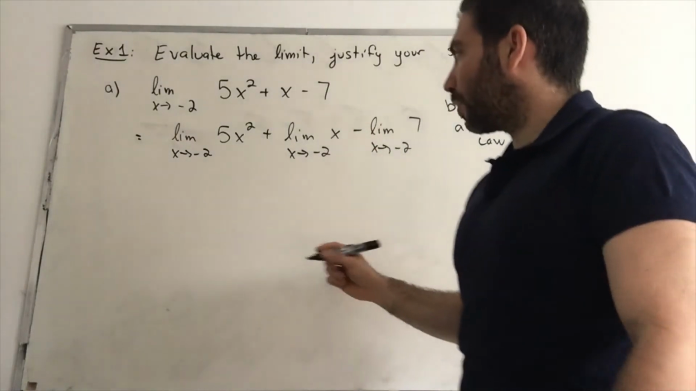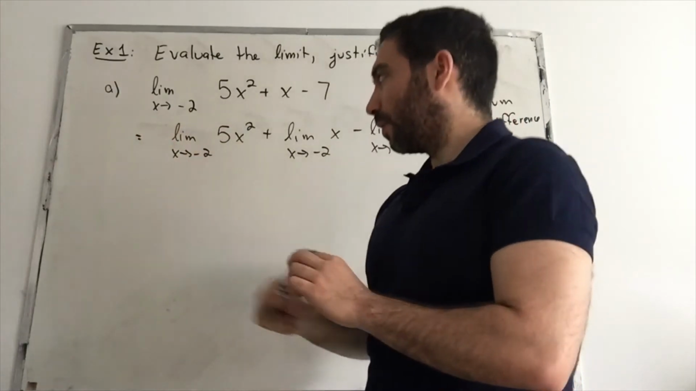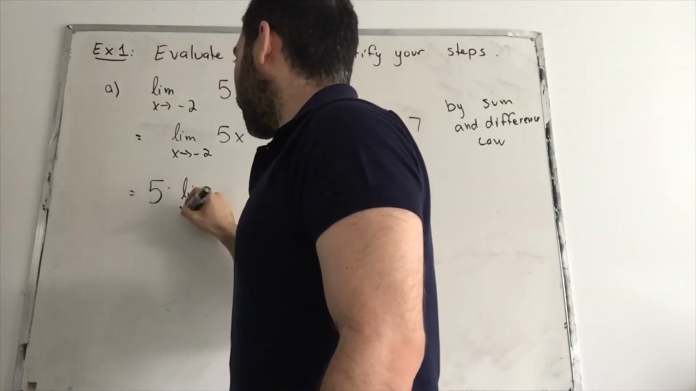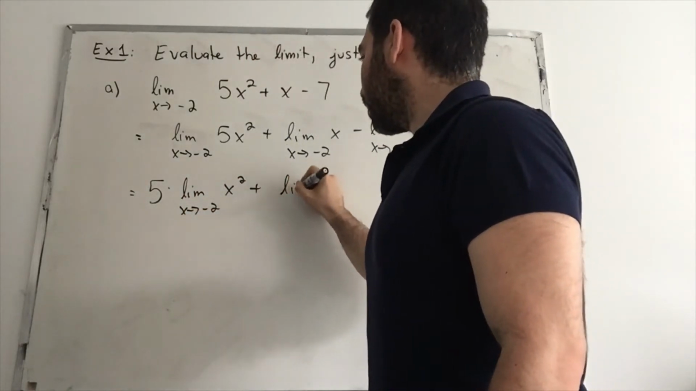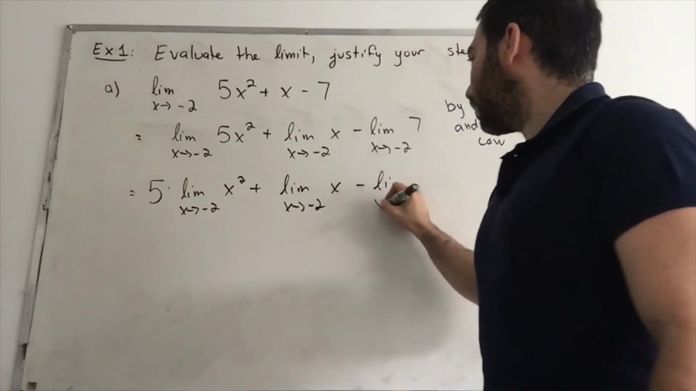Great. The next step, what I see is there's a coefficient of 5. Let's take the constant and pull it out. So 5 times the limit as x approaches -2 of x squared plus the limit as x approaches -2 of x, and the rest will leave. Okay.